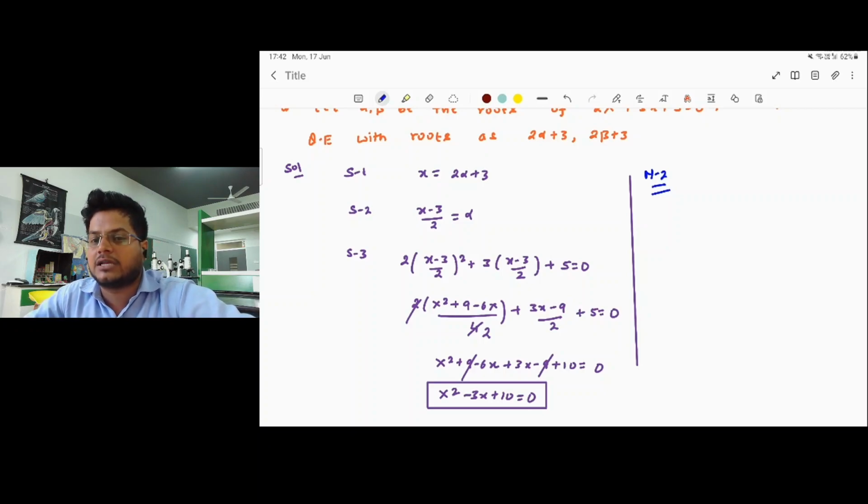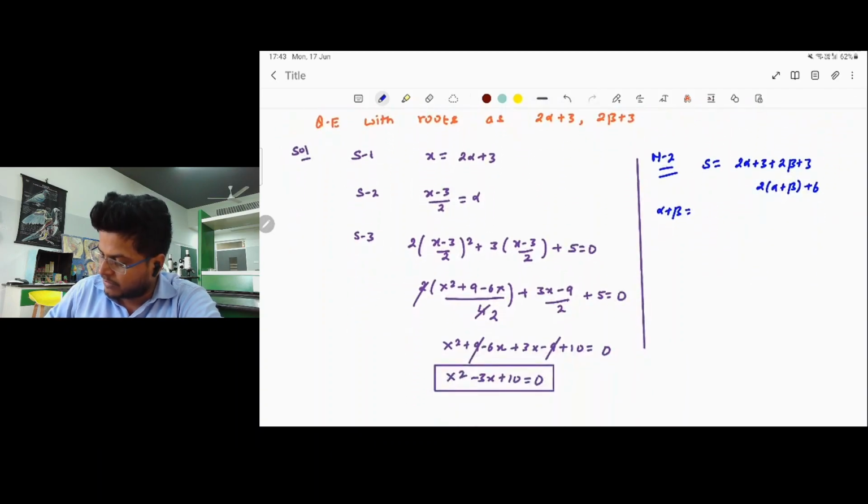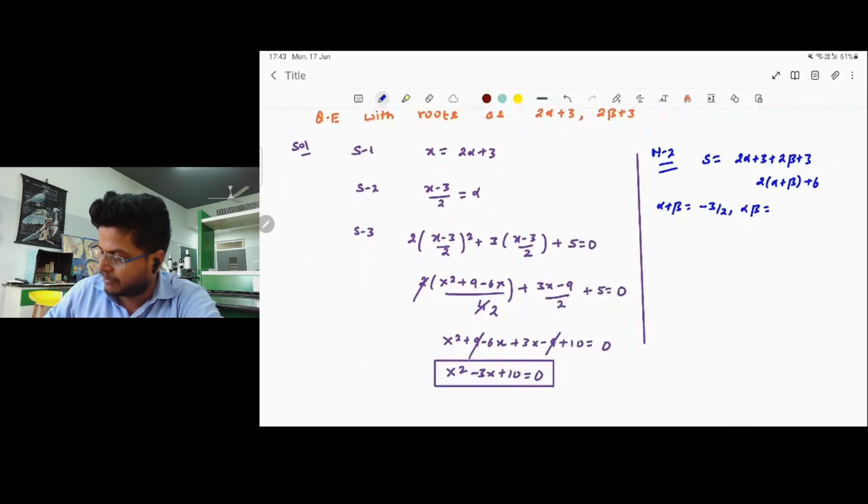Now let us verify that the answer that we have got is the same as what we will get by the conventional method, right? So M2, find the sum of the roots. We are trying to calculate the sum. So this will be 2 alpha plus 3 plus 2 beta plus 3, which is 2 times (alpha plus beta) plus 6. What is alpha plus beta? Alpha plus beta we know from here is minus 3 by 2. And alpha beta also, let's get it, which is 5 by 2. So what is S? S is 2 into minus 3 by 2 plus 6. This will get cancelled, and ultimately we get 3.